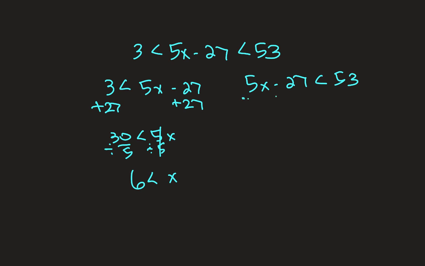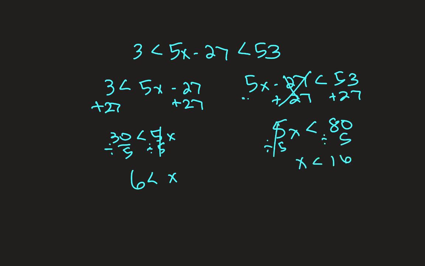And we're going to want to keep the x in the center. So we're going to add 27 to each side. And we're going to end up with 5x is less than 80. We're going to divide both sides by 5. And we're going to get x is less than 16.